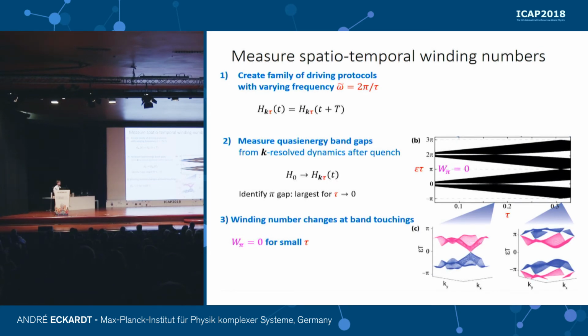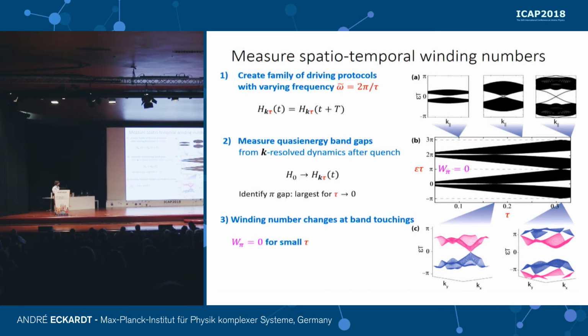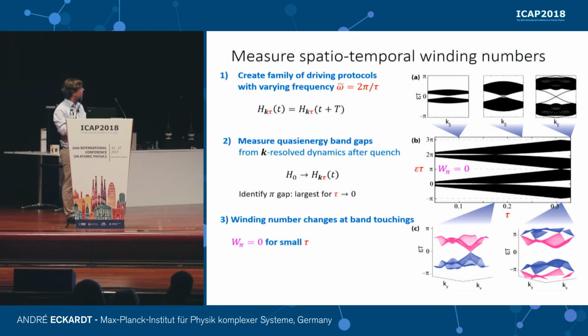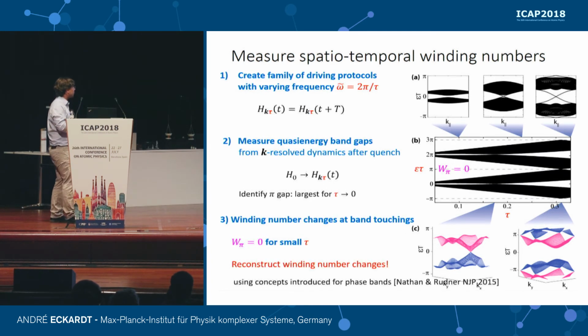And then you can check this. So these are the band touching points. This is how the spectrum with respect to K looks. And then you can look at the spectrum on striped geometries for this type of drive, and you see that here it is trivial, no edge modes. Here, after this band touching at 0, you get a pair of edge modes in the middle of the spectrum in this gap, and then you get another pair after this second band touching. And now the question is, how do we reconstruct in which way this winding number changes?